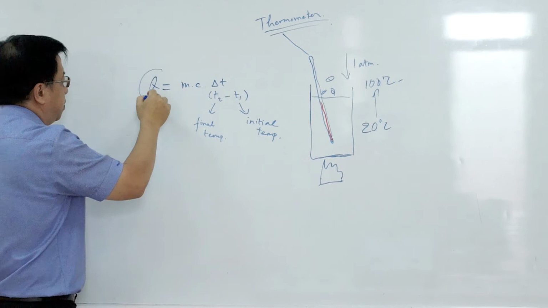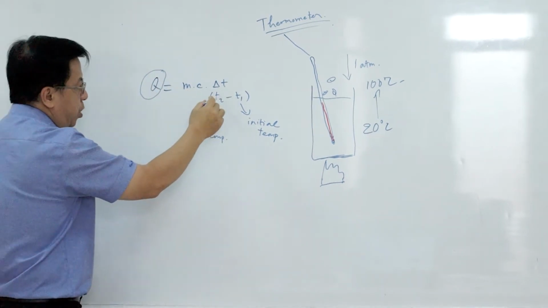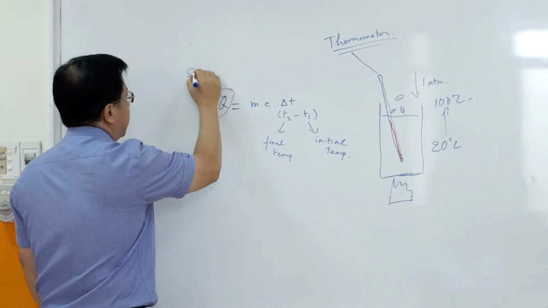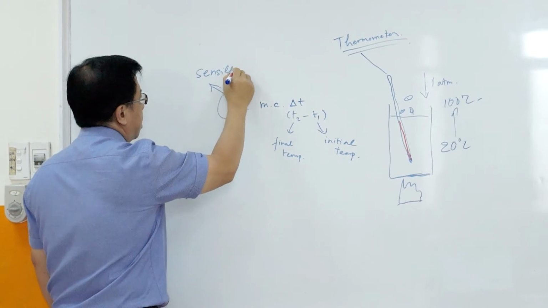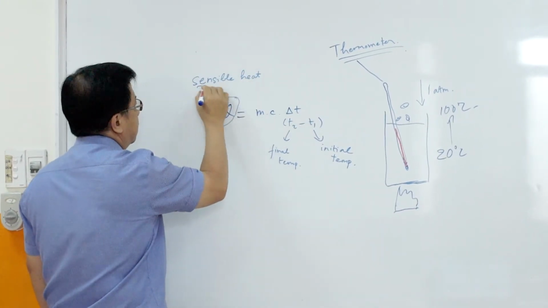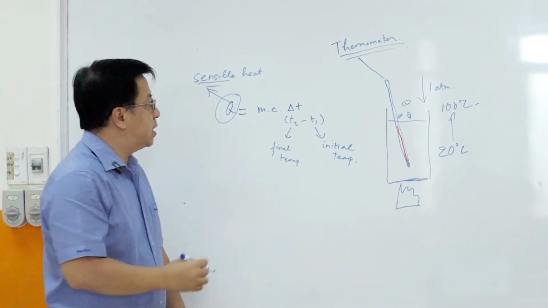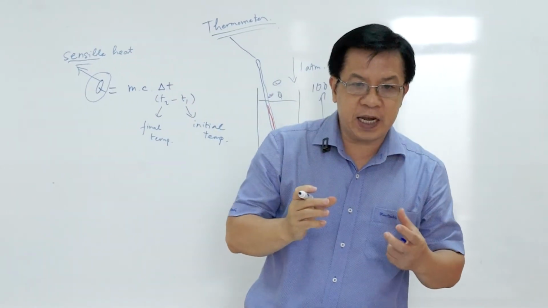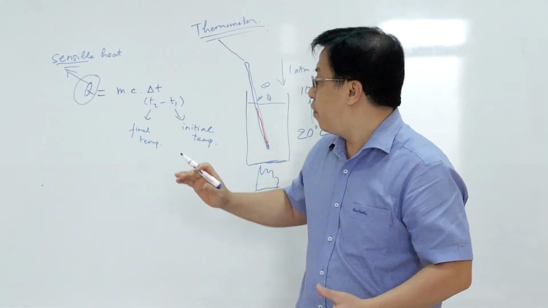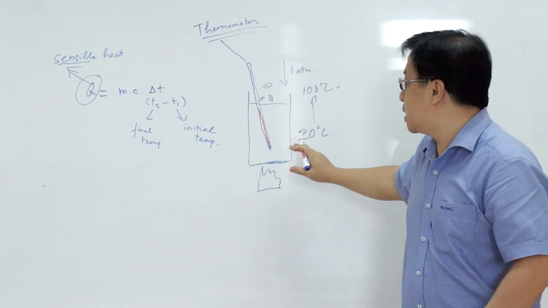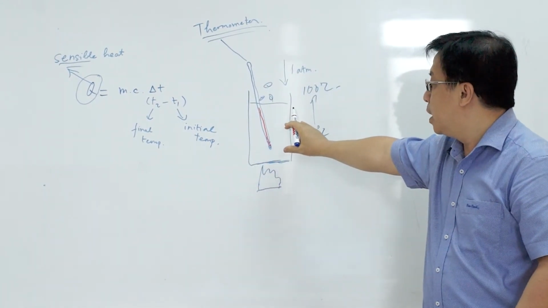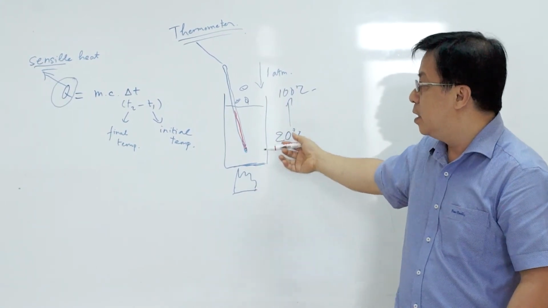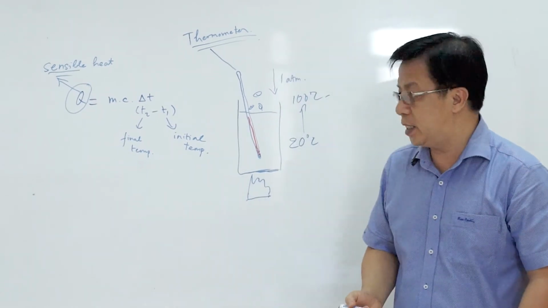So this Q is used to increase the temperature. The Q here is called the sensible heat. You know the word sensible, right? Sensible or sensitive or sensor. It means something you can feel. So for example, when heat is supplied to the water, you can see that the heat exists by seeing the temperature increase. So this one we call the sensible heat.